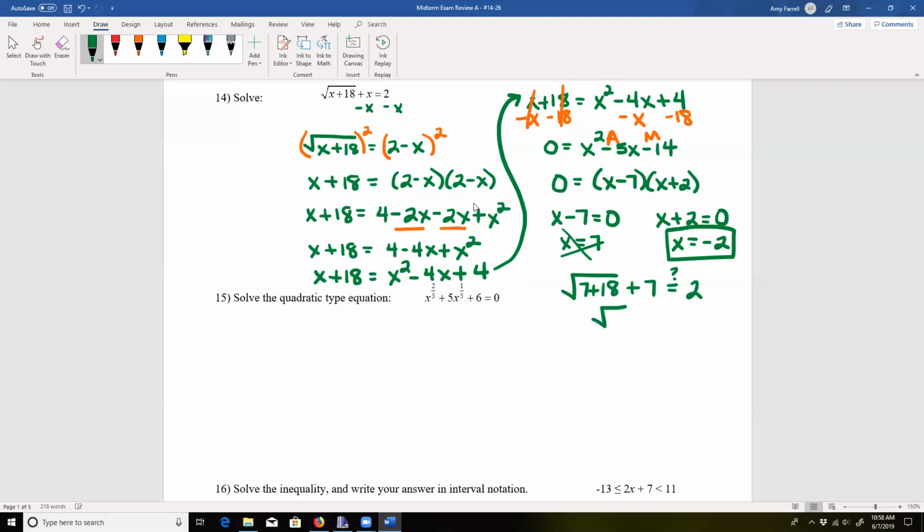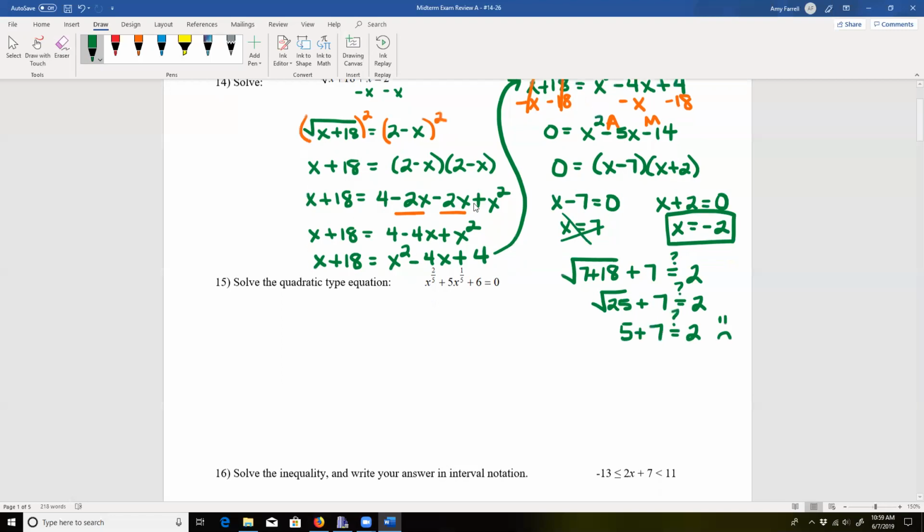So underneath the square root, I get 25. And the square root of 25 is 5. And I'm left with 5 plus 7 equals 2. That's not true. 5 plus 7 does not equal 2. So that's why 7 is extraneous. If you did the same thing and checked with negative 2, you would find out that it does work.